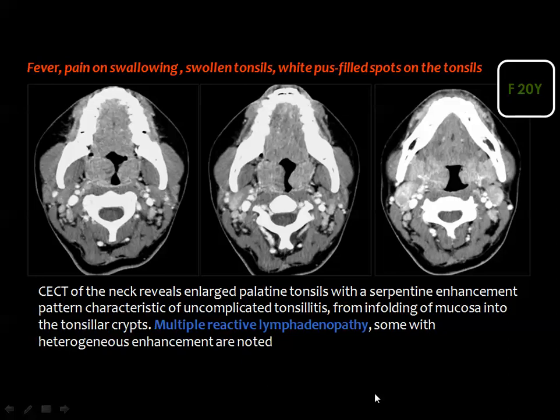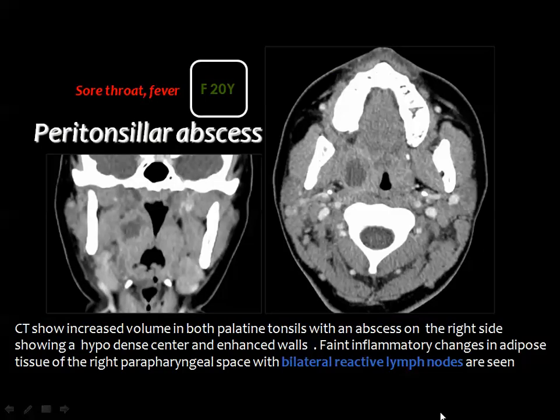And this is a good example of bilateral tonsillitis. The tonsils are swollen, showing the characteristic enhancing pattern, and you see the reactive lymphadenopathy on both sides.